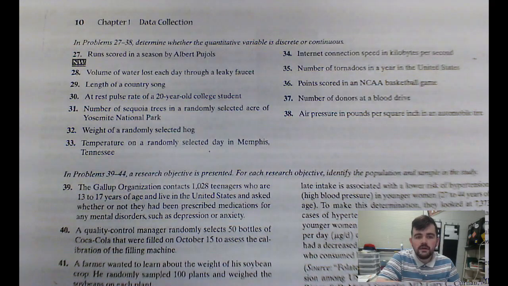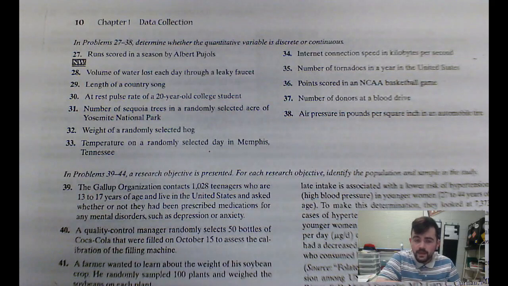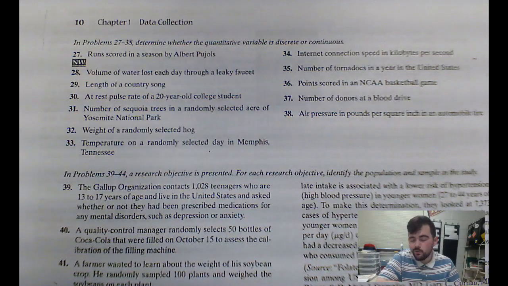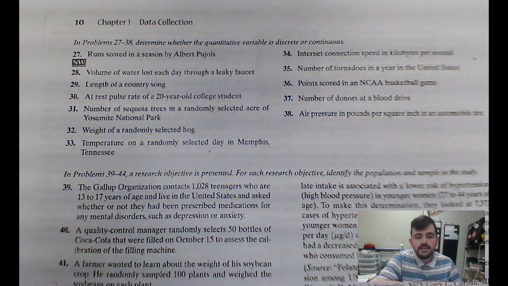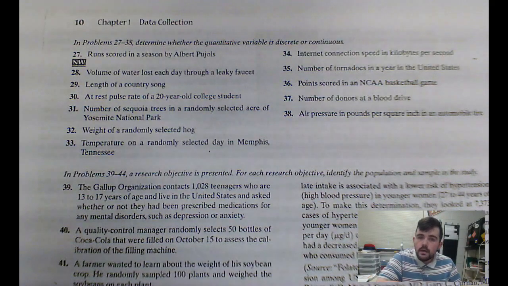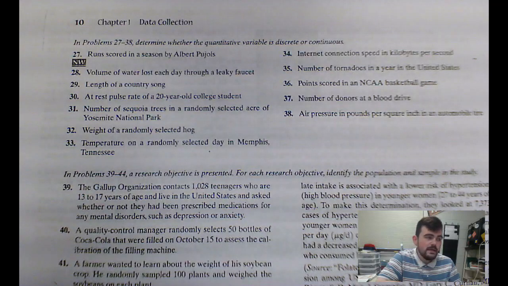32. Weight of a randomly selected hog. Well, whenever you get the weight of that pig, you had to measure it using a scale. And that hog could be 20 pounds or 21 pounds or 20 and a half pounds or 20 and a quarter pounds, and you get what I'm saying here. So 32 is continuous. 33, temperature. Temperature is always going to be continuous. You have to measure it. 34, internet connection speed in kilobytes per second. That would also be continuous.